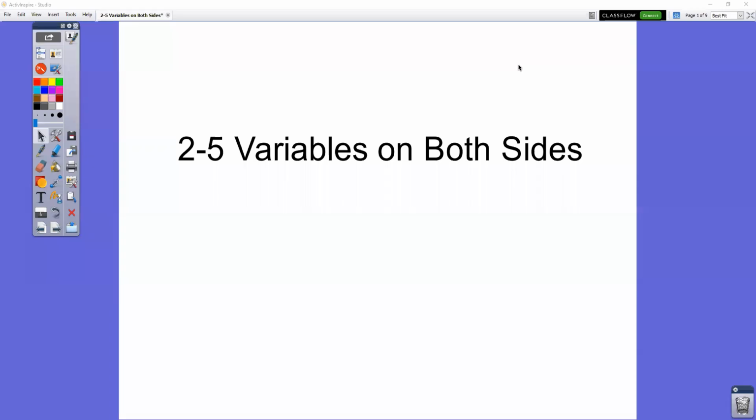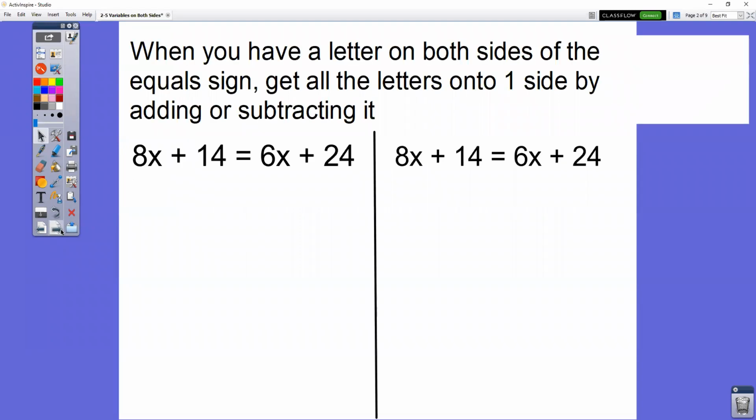So with 2-5, 2-5 is learning about solving equations with variables on both sides. Last week, we did equations that had letters on the same side of the equal sign. Today you're going to have letters on both sides of the equal sign. Well, you can't just add them together like terms, all right?